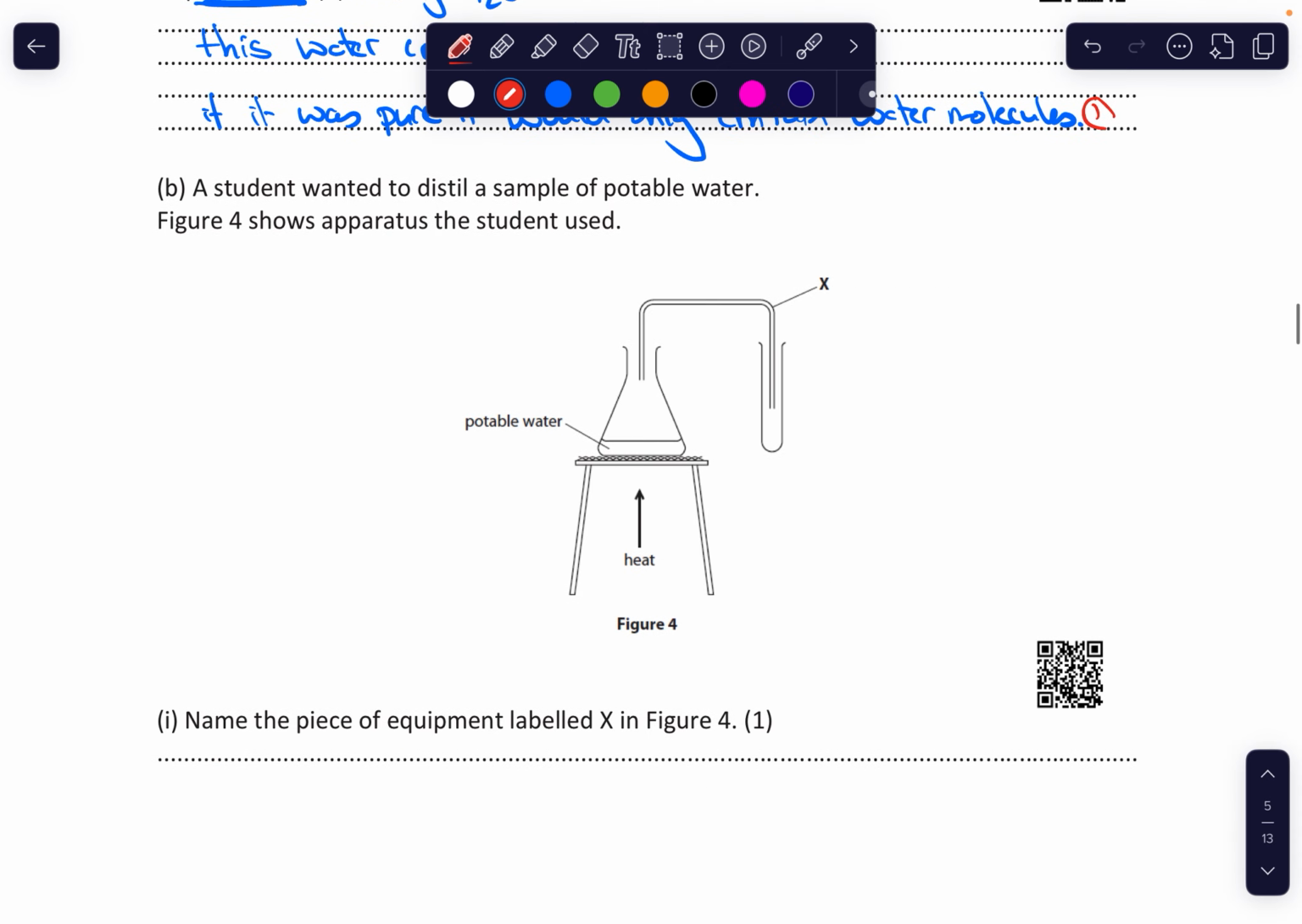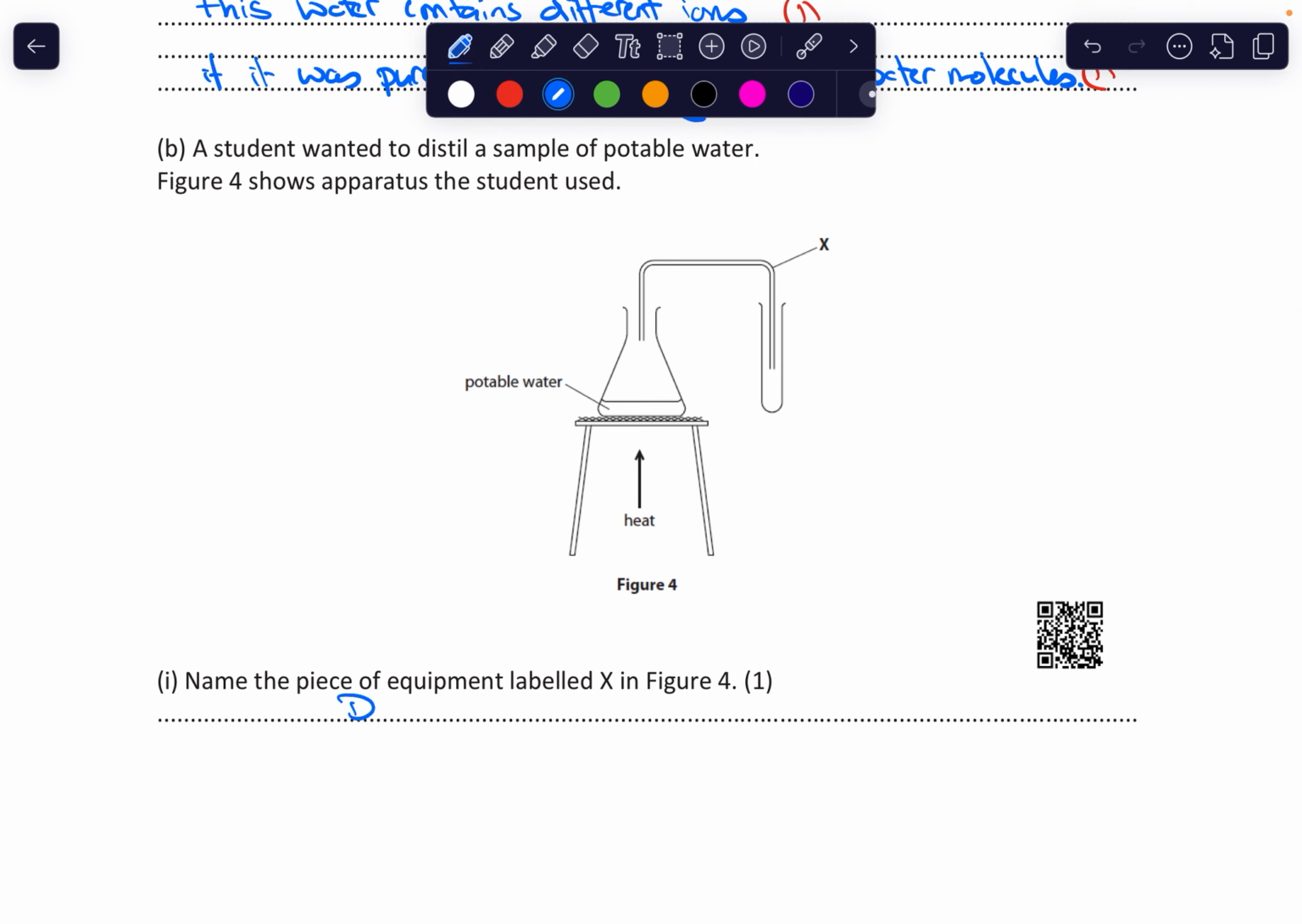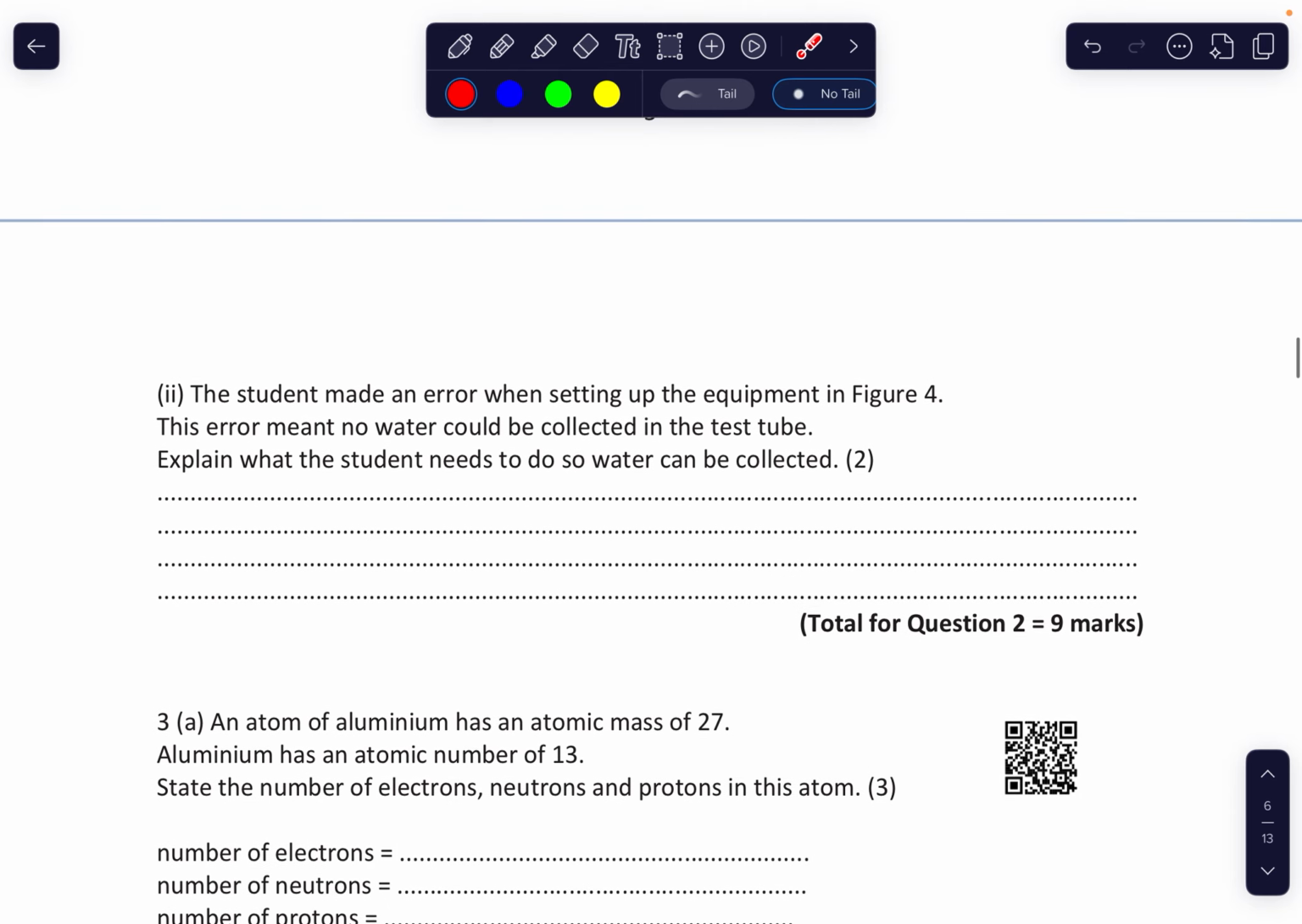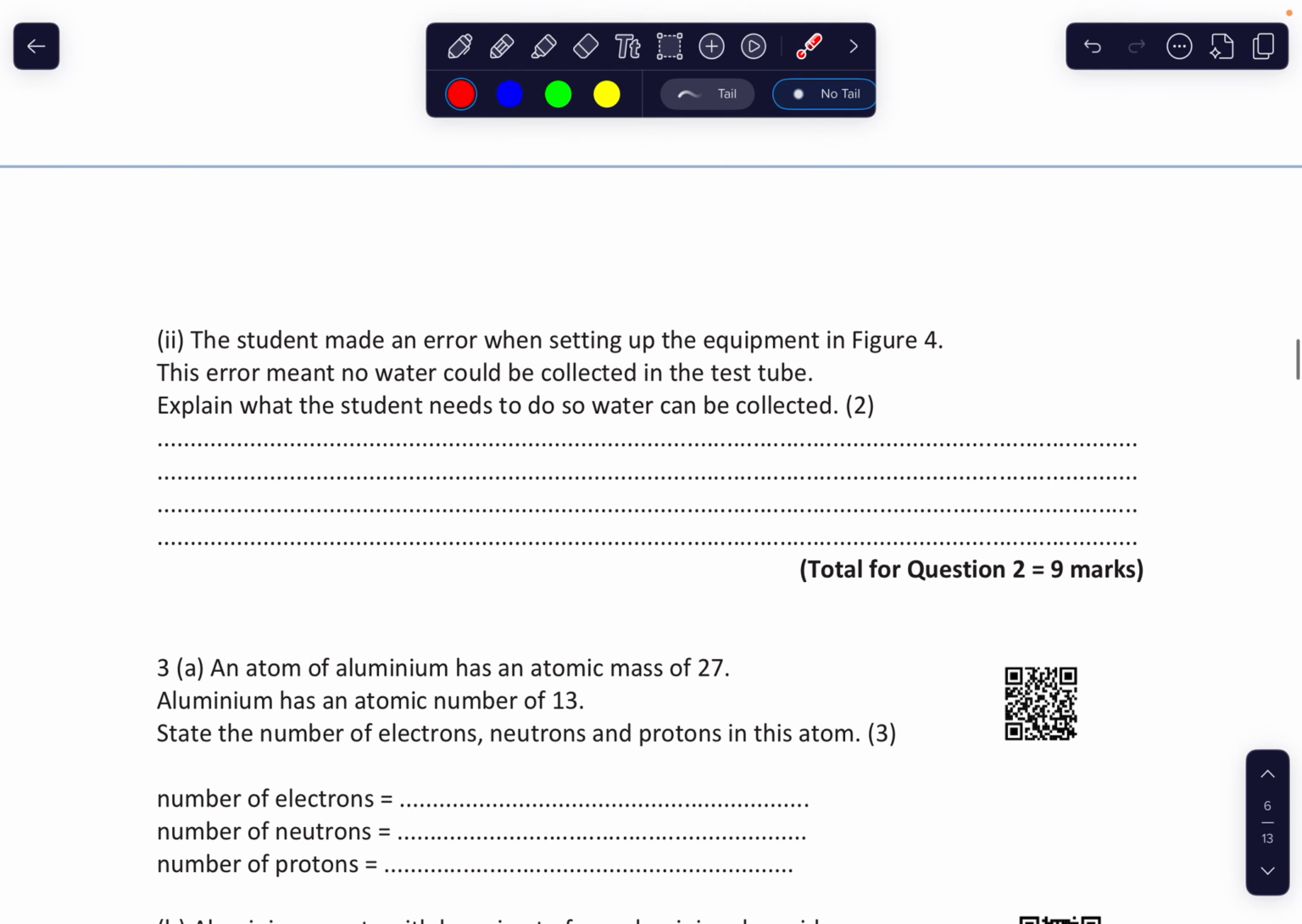She wants to distill it. This shows it being set up. Name piece X. So this X here is a piece of glassware that is called a delivery tube, and its job is to collect any of the evaporated gas from here and transport it into the test tube over here. And the last little bit, the student has made an error. What is the error? Because they haven't collected any water. Explain what needs to be done.